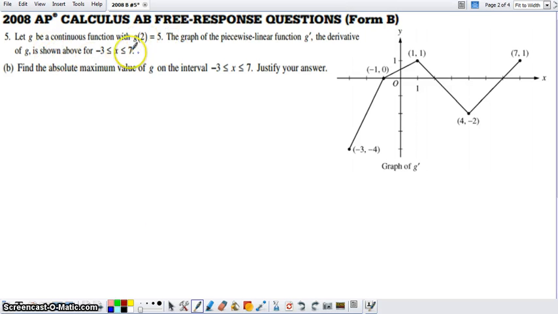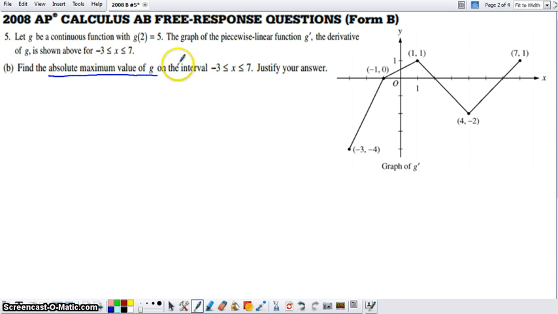So this is part B of the 2008 Form B problem number 5, and we have a graph of the derivative of g provided, and we have some information about g mentioned here, and we're looking for the absolute maximum value of g on the interval from -3 to 7.